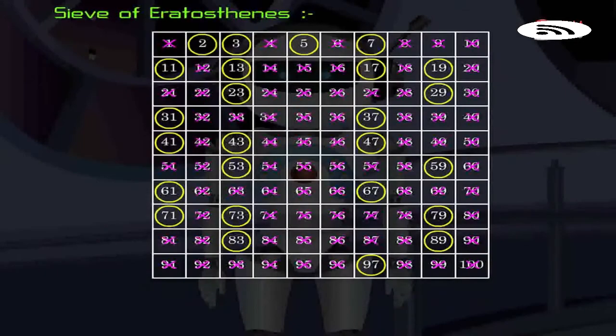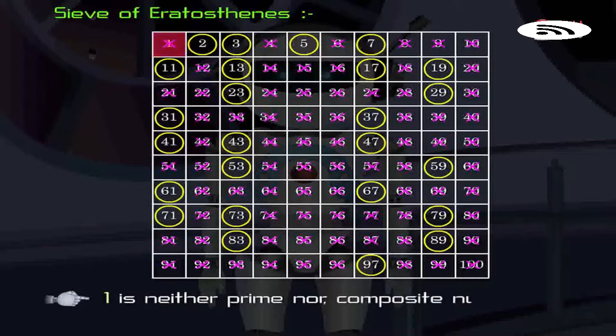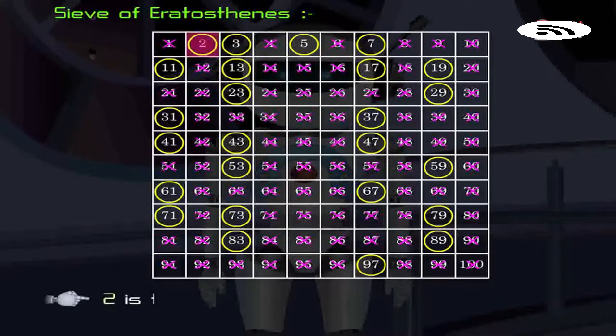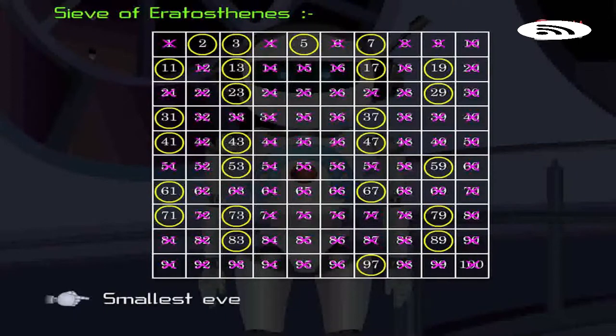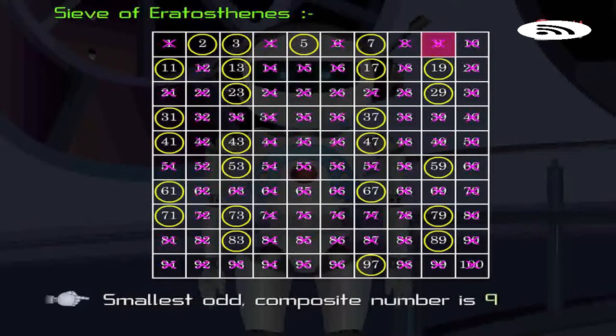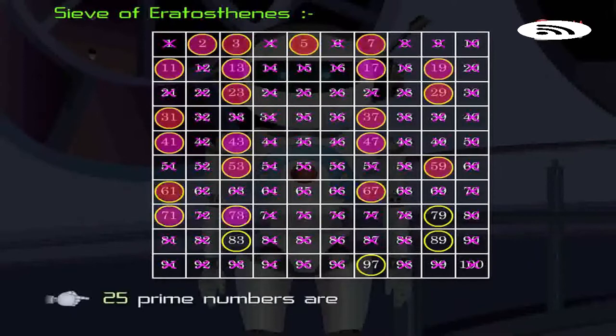Some important points of prime and composite numbers. 1 is neither prime nor composite number. 2 is the only even prime number. All other even numbers are composite. Smallest even composite number is 4. Smallest odd composite number is 9. 25 prime numbers are there below 100.